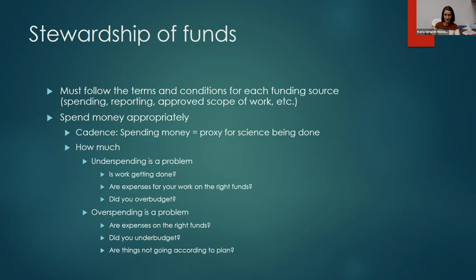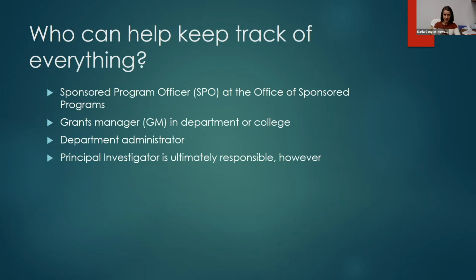So this is a lot of stuff you've got to keep track of, and you're not doing it on your own. I will say that the principal investigator is always ultimately responsible, but you have got a team of people who should be supporting you. First of all, is your sponsor program officer at the Office of Sponsor Programs for external funding. You likely have a grants manager in your department or at least in your college. And if you don't, your department administrator is going to be somebody that you're working with as well for your grants management. But sponsor program officer are really important, and your grants manager.